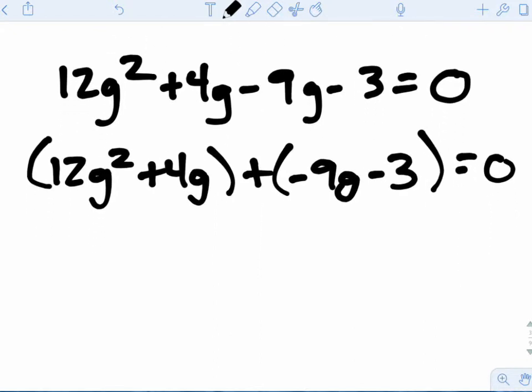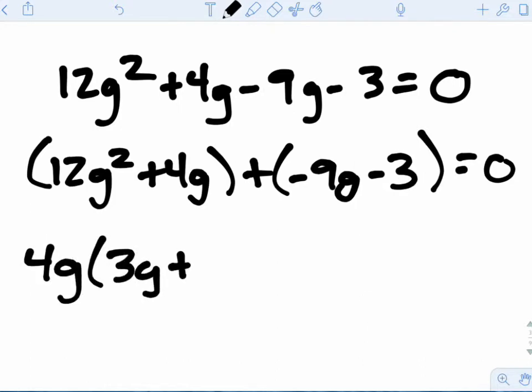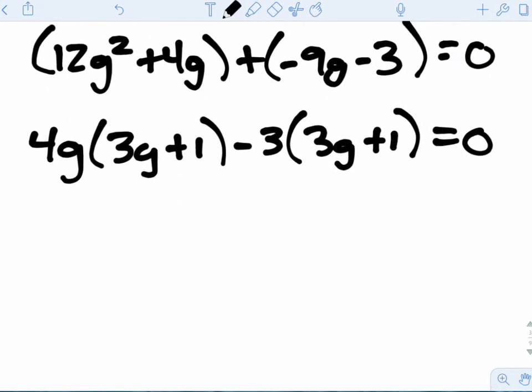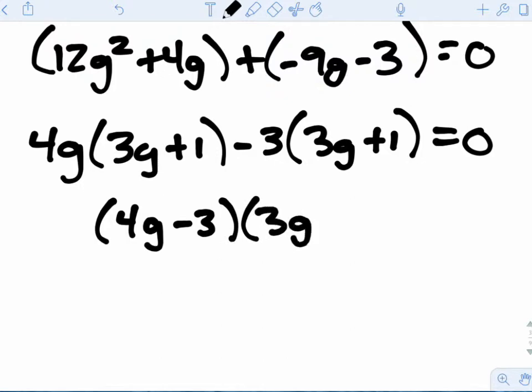In our first grouping, I think we've got a common factor of 4g. So 4g times the quantity of 3g plus 1. In our second grouping, I think we've got the common factor of negative 3 times 3g plus 1. Awesome. These two guys are exactly the same, meaning we are ready to do this final step of factorization. So the final factorization is 4g minus 3 times the quantity of 3g plus 1.